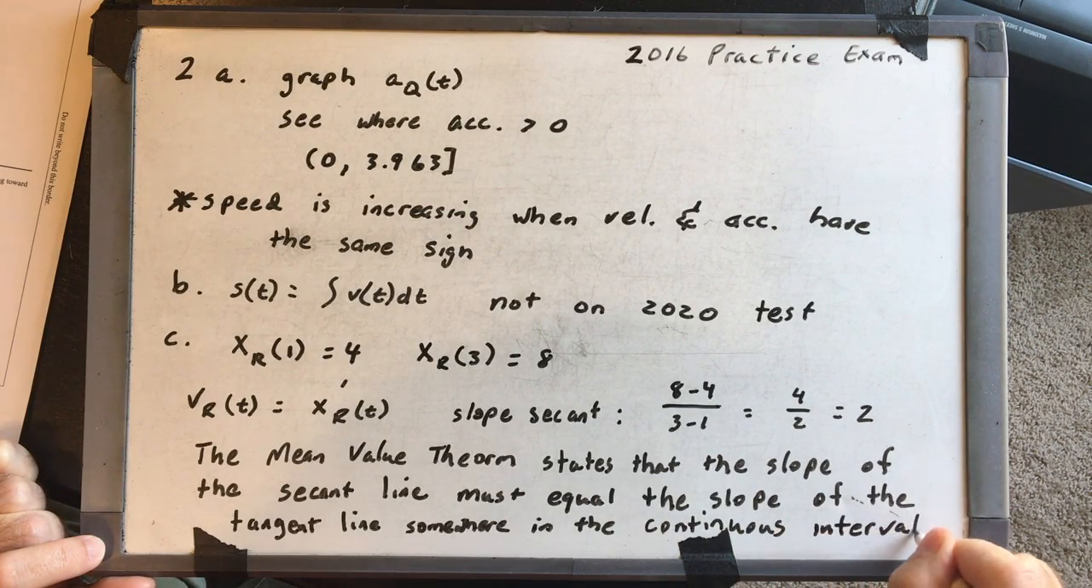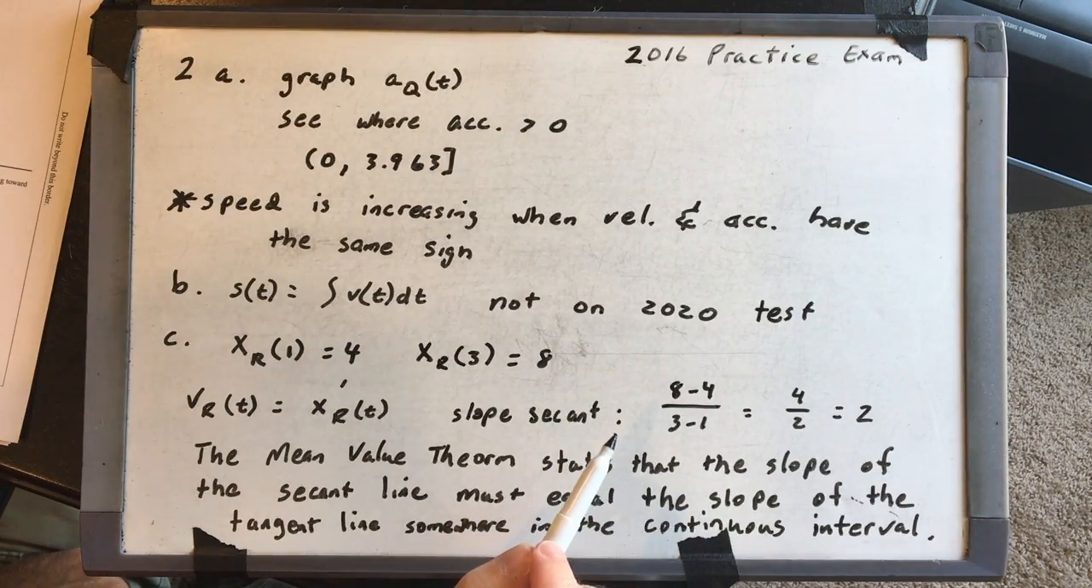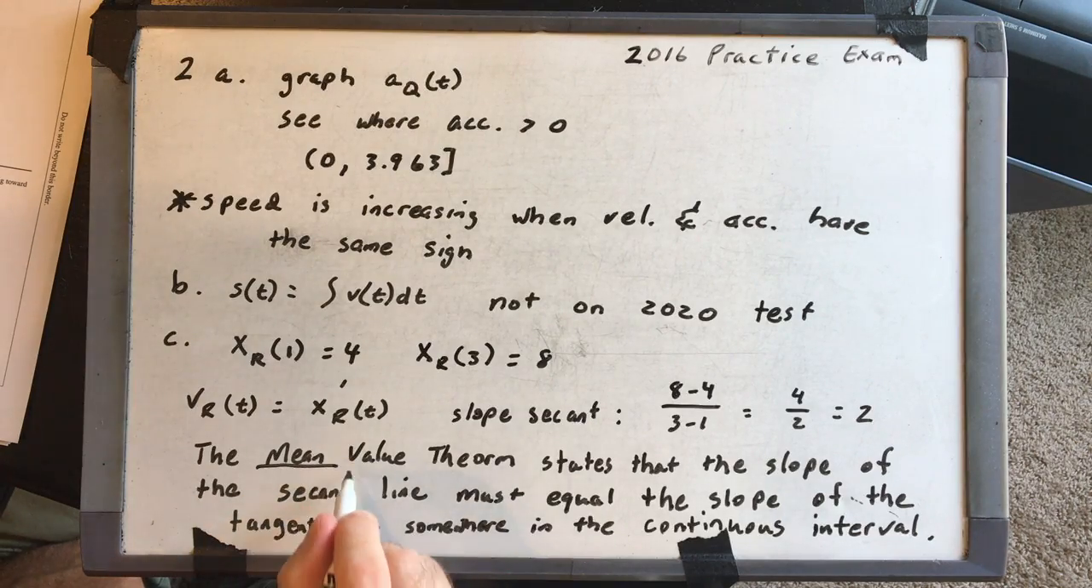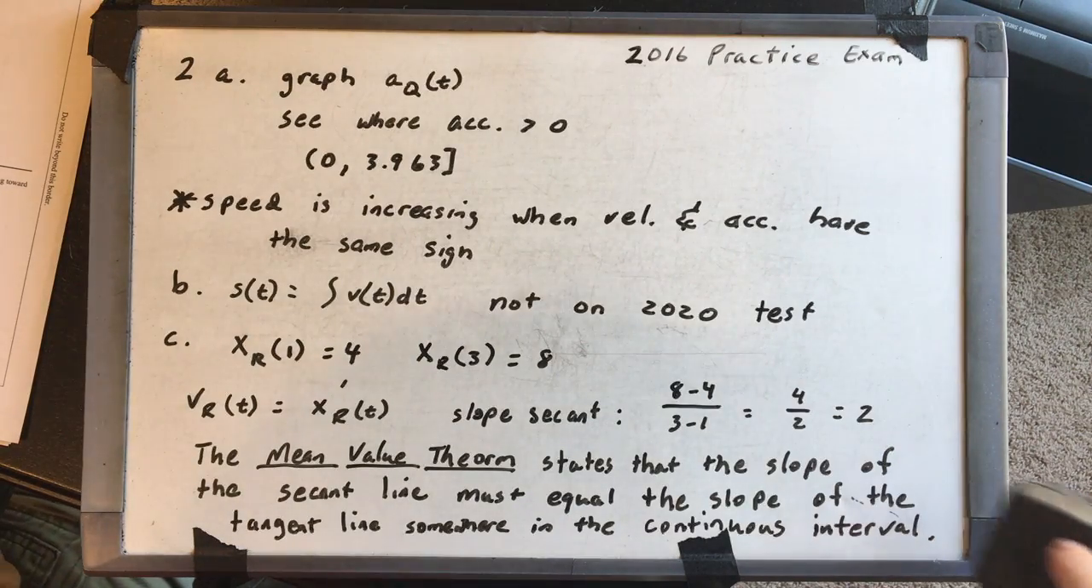So as long as the function's continuous on that interval between 1 and 3, and it says it's differentiable, so that means it's continuous, then somewhere the slope of the tangent line has to equal the slope of the secant line. So you've got to get that mean value theorem as part of your answer. Okay. Boy, I would not be surprised if they throw that one out there.